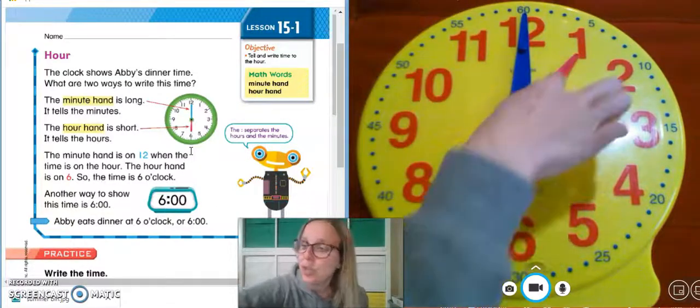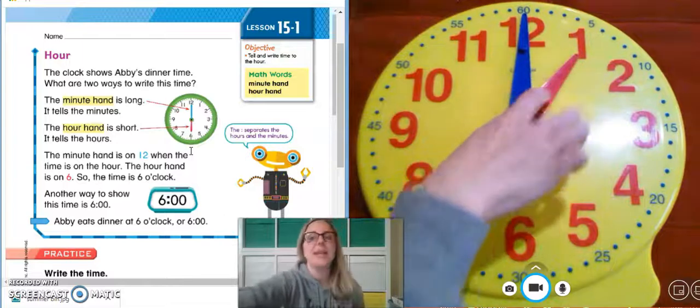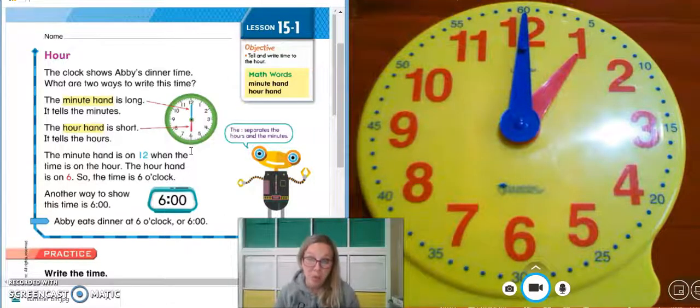Now this shorter hand, the red hand, that is our hour hand, and that is the hand that is going to point to the hour that we are in. And by hour, I mean 1 o'clock hour, 2 o'clock hour, 3 o'clock hour, 4 o'clock hour, and so on and so on and so on. On these clocks, that hour hand will be red.